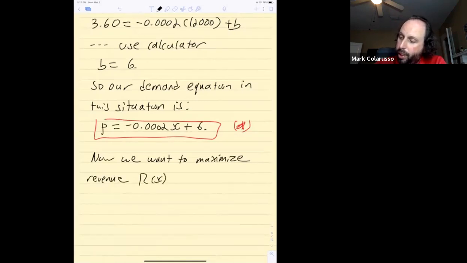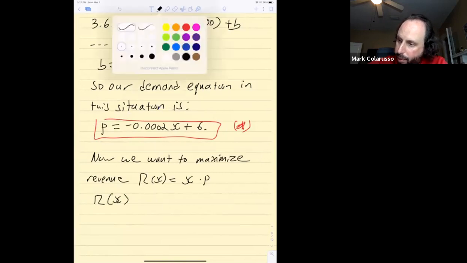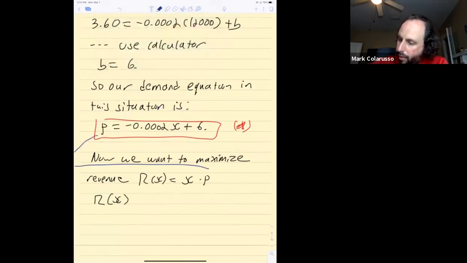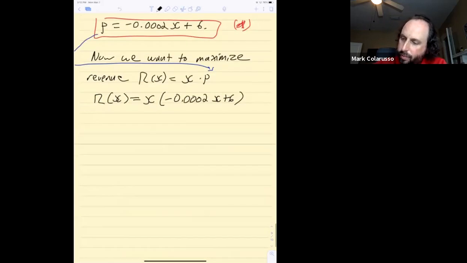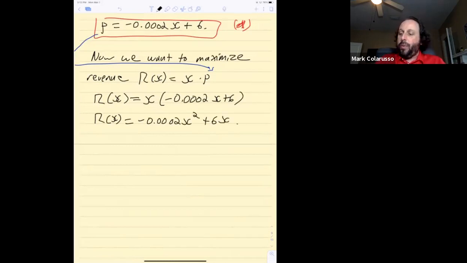So R of x, remember, is x hot dogs sold at price P. Now with this demand equation, we can put this in for P, like I was doing before, and you would get x times minus 0.0002x plus 6. So R of x equals minus 0.0002x squared plus 6x. And we're going to maximize this function as we have in several videos now this week.